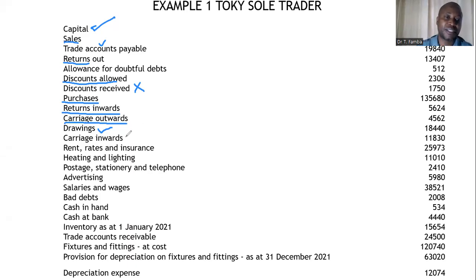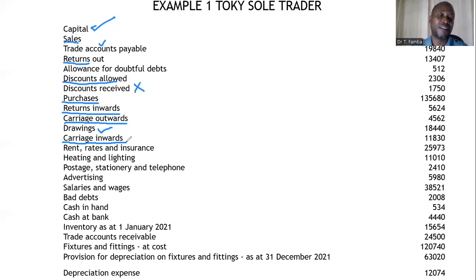Then carriage inwards. Carriage inwards is an item for the trading account. What happens is that when we purchase inventory from our suppliers, if our suppliers are not going to bring them for free, then we need to pay for freight to deliver this to our warehouse. So we are going to be charged.